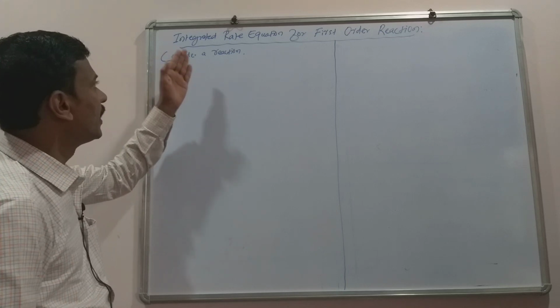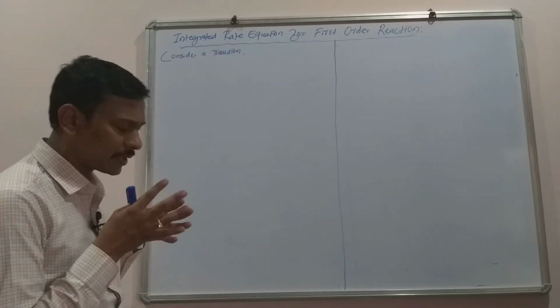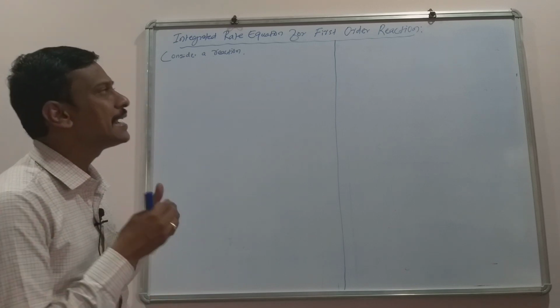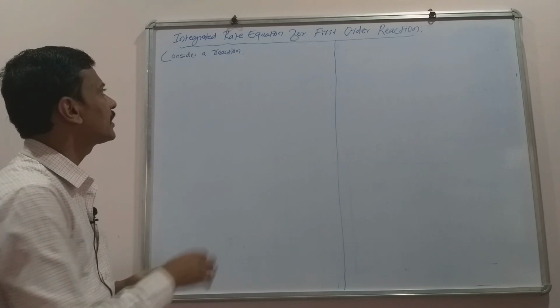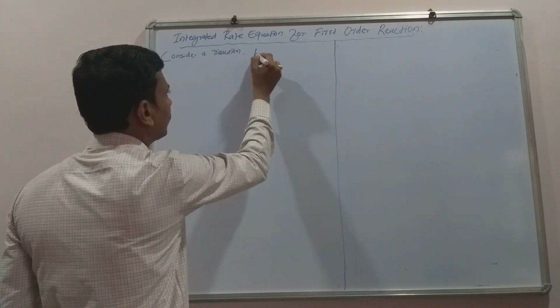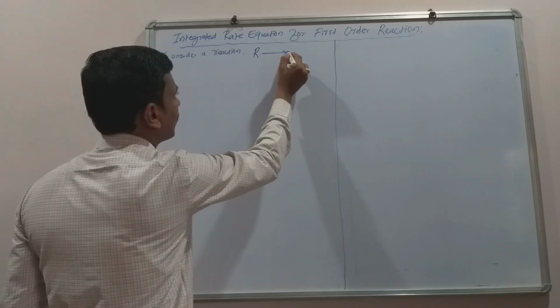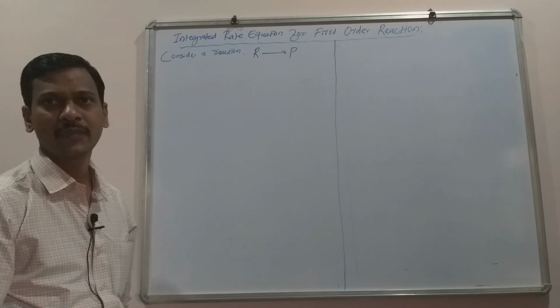Now come to the integrated rate equation for first order reaction. We are going to derive the integrated rate equation for first order reaction. Consider a general reaction. Please remember, R gives the product P is the general reaction.